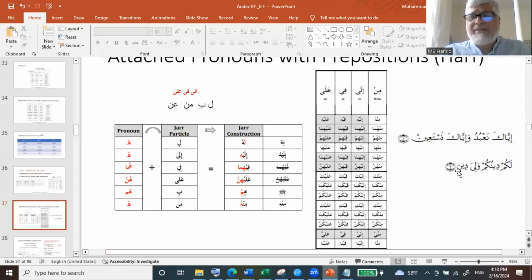We don't need to have ya here. Deeni, grammatically, was deen plus ya, because if you add deen to the pronoun table, it will look like this: dinuhu, dinuhuma, dinuhum, dinuha, dinuhuma, dinuhunna, dinuka, dinukuma, dinukum, dinuki, dinukuma, dinukunna, dini, dinuna, dini. There could be an extra ya, but in the construct we remove the ya by putting a kasra here, which shows there was a ya here before.